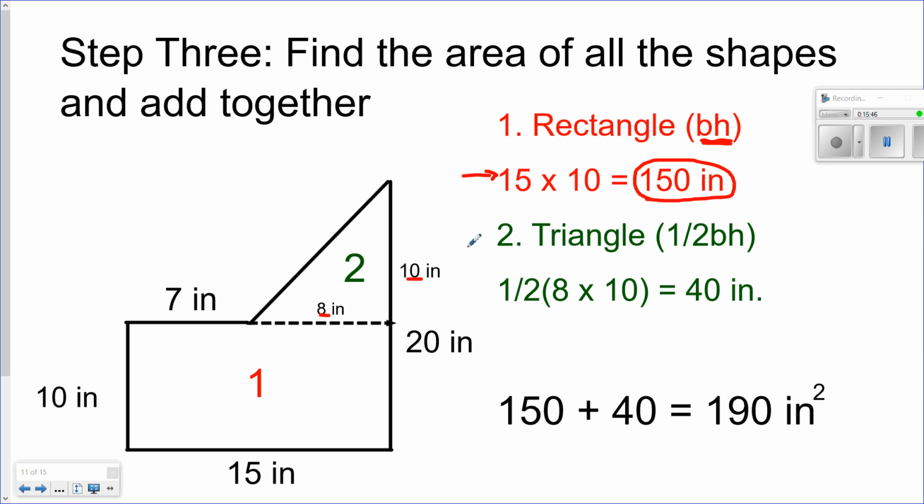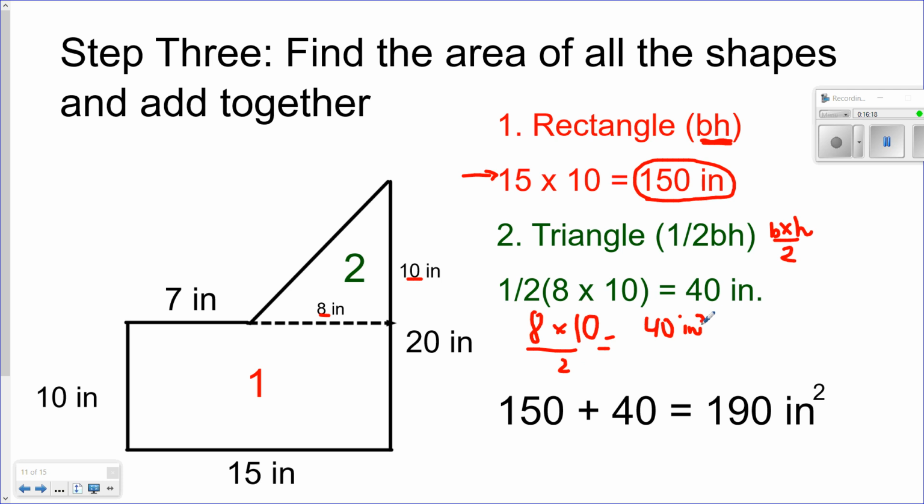Now let's do the triangle. Triangle was 2. I wrote triangle. Then here I wrote the equation, or you could do b times h, I'm more comfortable with that one also, divided by 2. Okay, well, here's what I could do. My triangle, I'm sorry, my base was 8. My height was 10. Divide by 2. Guess what? My triangle is 40 inches squared.